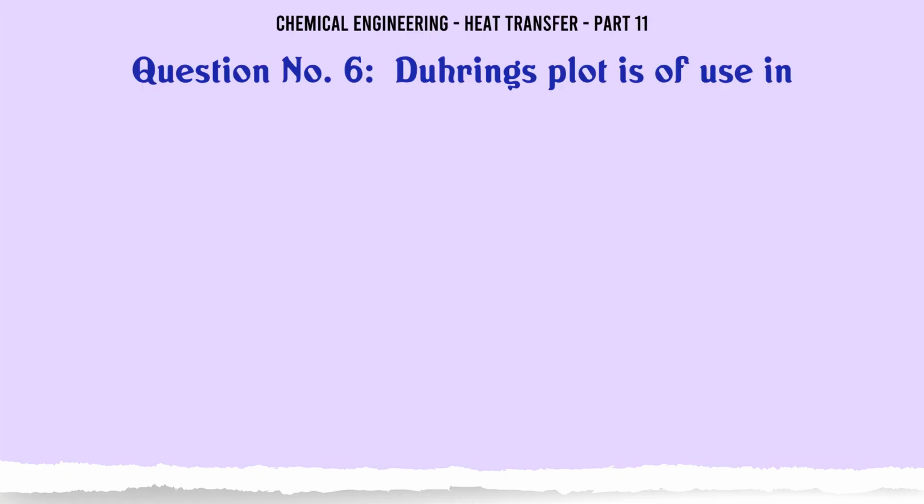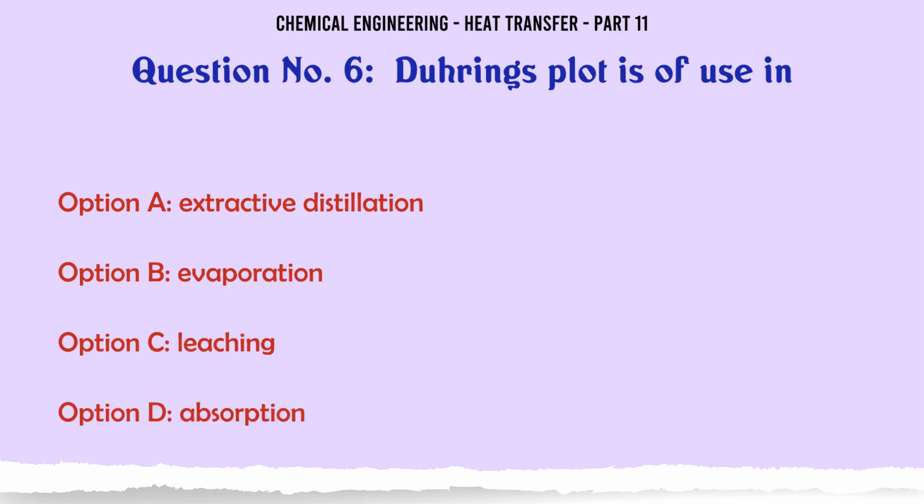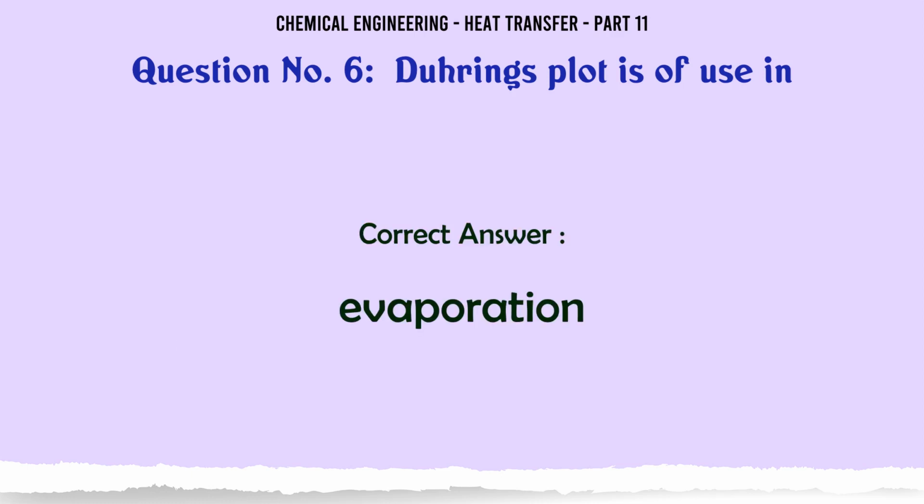Duhring's plot is of use in A. Extractive distillation. B. Evaporation. C. Leaching. D. Absorption. The correct answer is evaporation.